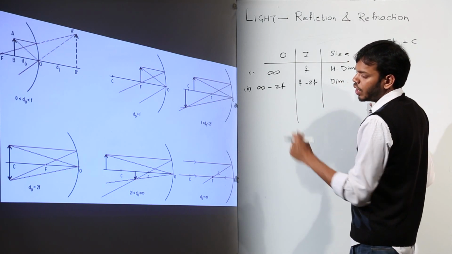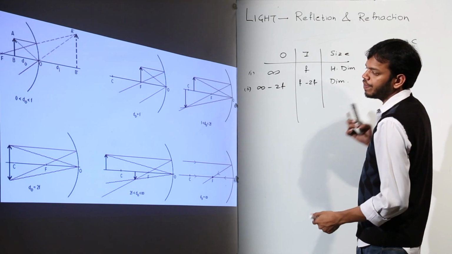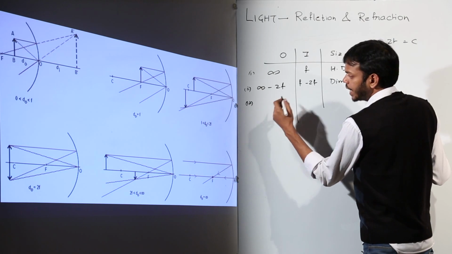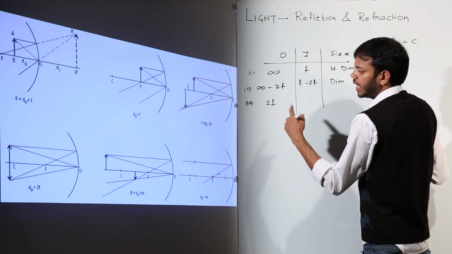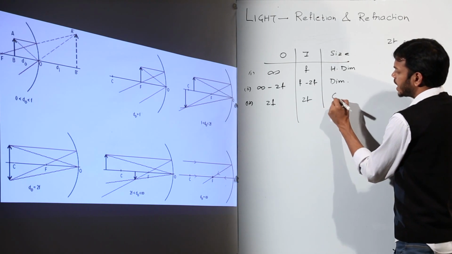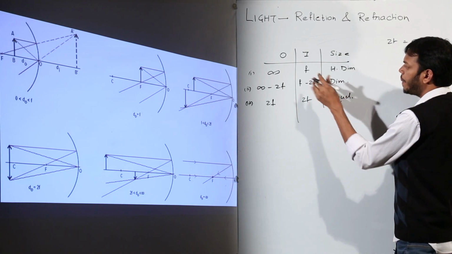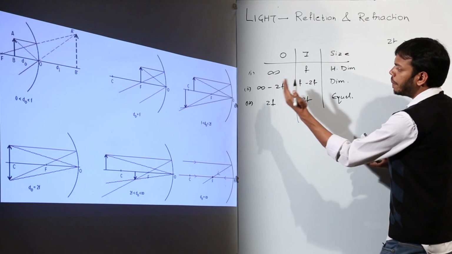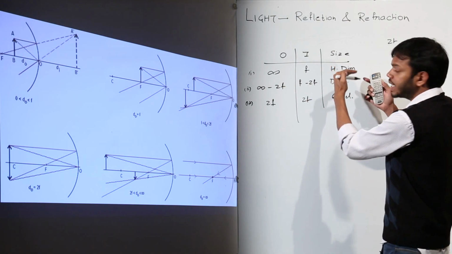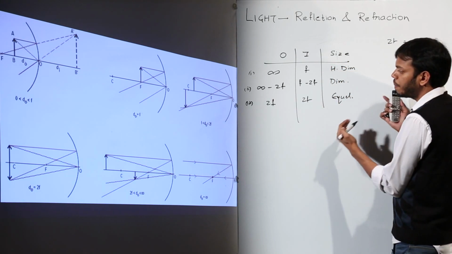Third case, that last diagram, when the object is placed at the center of curvature, that is 2f, the image is also getting formed at 2f with an equal size. So now you can see the pattern we are following. We are bringing the object closer, the image is getting farther, and the size is getting increased. This is a simple pattern.